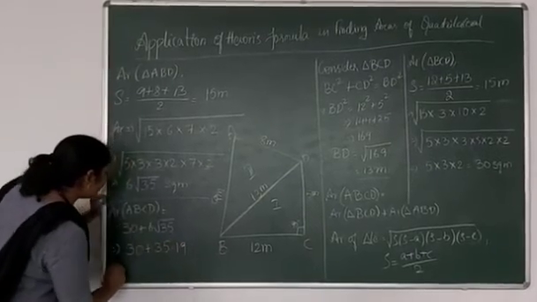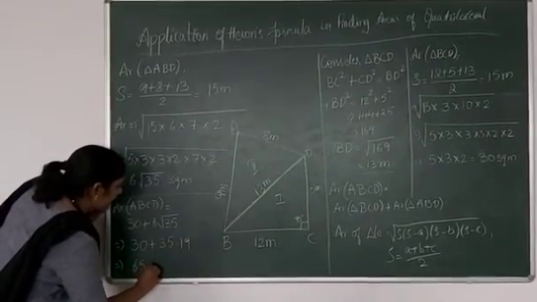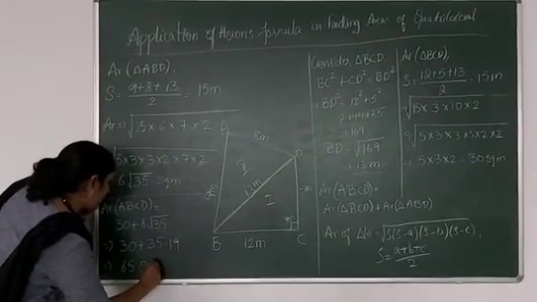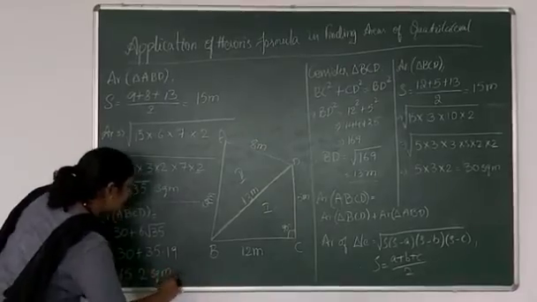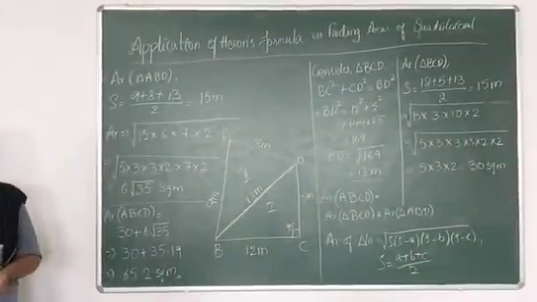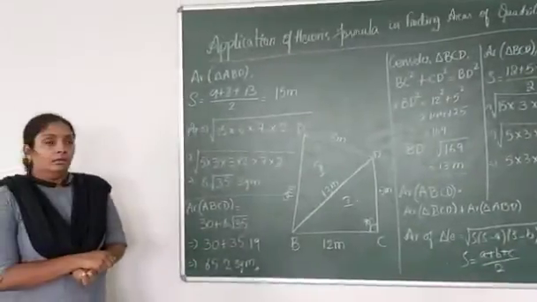5.916. Right? Altogether, the area of this quadrilateral will be 65.2 square meters. Okay.